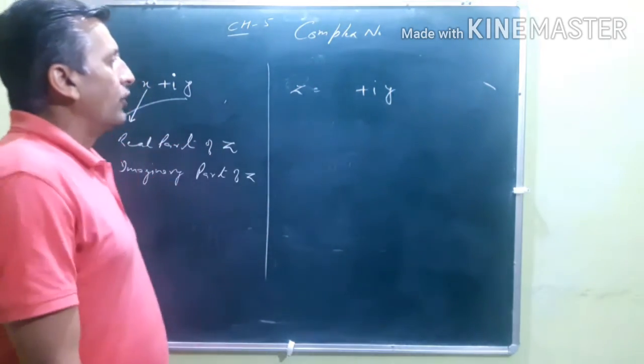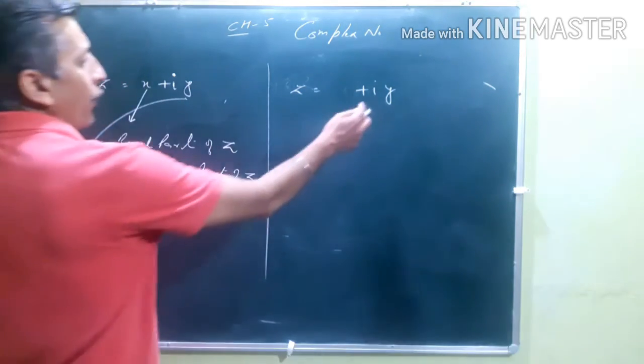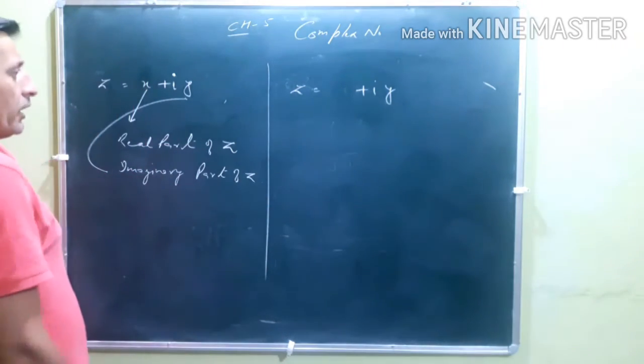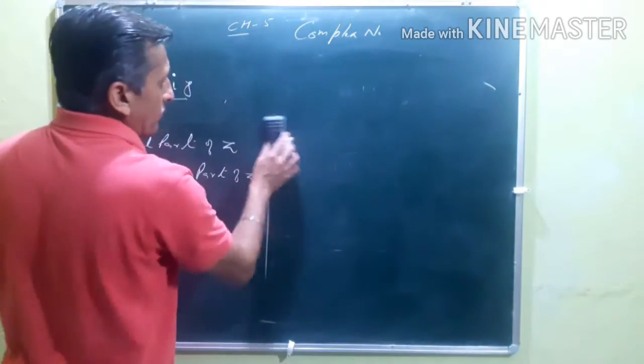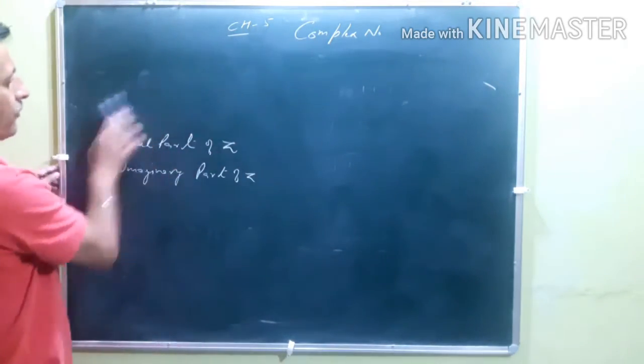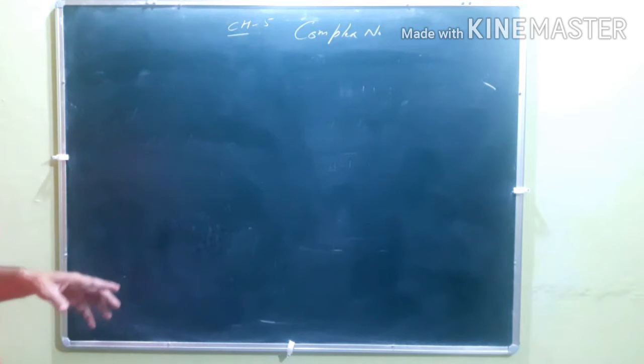So that's why this is called purely imaginary. This iota shows your imaginary part, and this X is called the real part of Z. So this is the introduction of this.